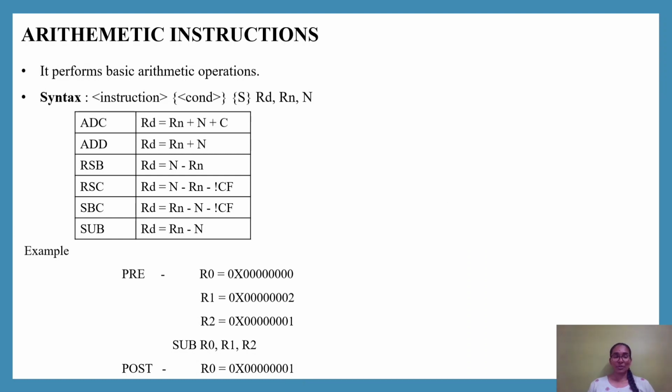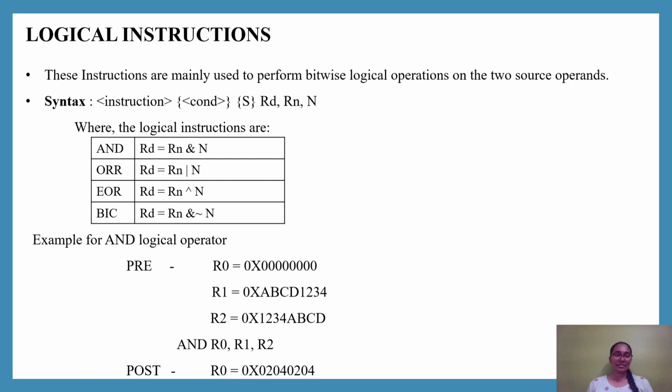Now let us move on to the next instruction, that is logical instructions. These instructions are mainly used to perform bitwise logical operations on the two source operands. The syntax is instruction, condition, S, RD, RN, and N. The logical instructions are AND, OR, exclusive OR, and bit clear.